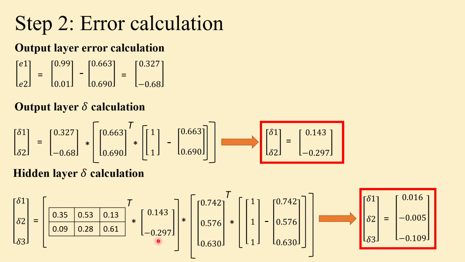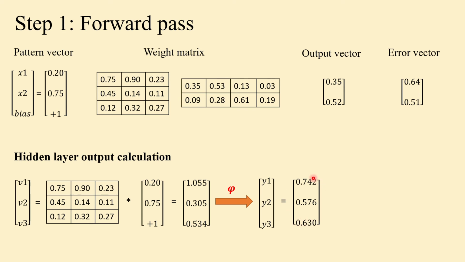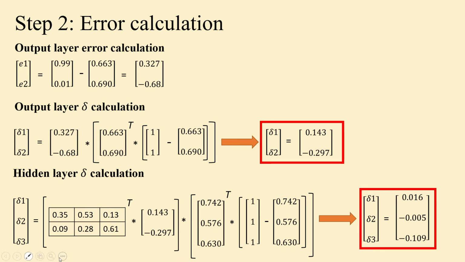So this wkj is multiplied with this delta k. You see, this is the delta we have just got. This delta I have multiplied into phi of vj into 1 minus phi of vj. What is phi of vj? Phi of vj means yj. So yj we have just got in the previous case, for all y. And so you see, with this simple matrix multiplication, we are able to find all the delta of the hidden layer directly at the same point of time.